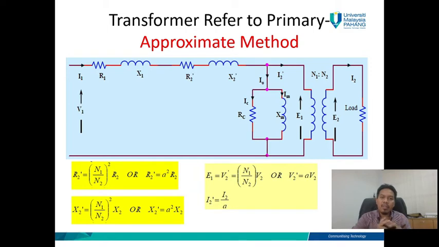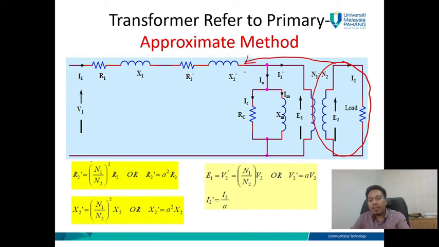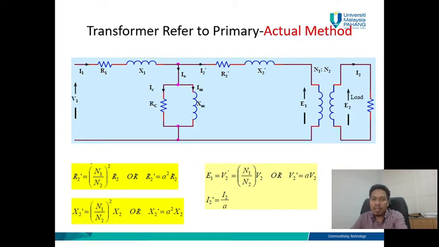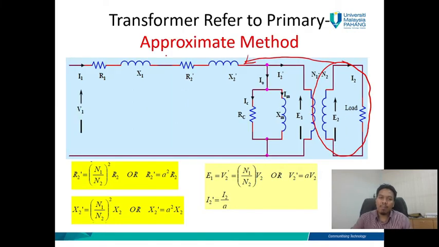The second method is the approximate method. As can be seen in the figure, all the impedance and reactance of the secondary side of the transformer are moved to the primary side. If we refer to the previous slide, we can see that the difference between the actual method and the approximate method is that the impedances R2 prime and X2 prime are moved near to the primary winding of the transformer. So we can sum together, or lump together, all the impedance of the transformer.